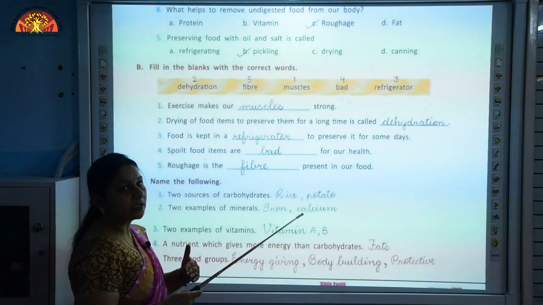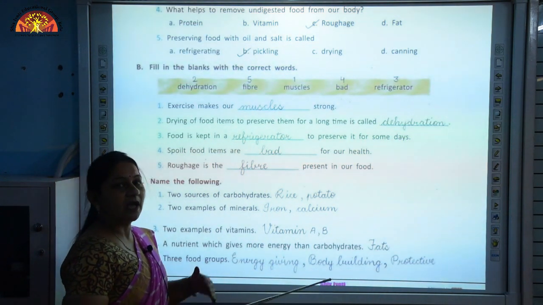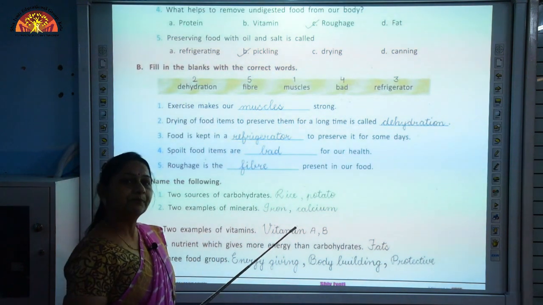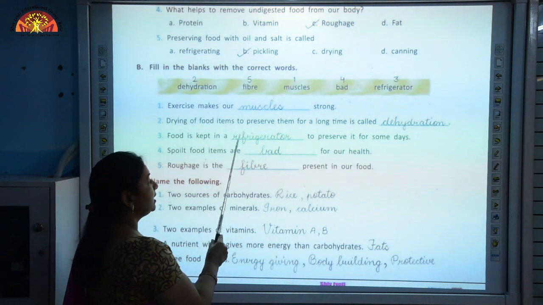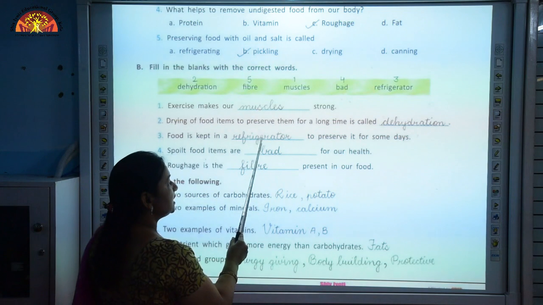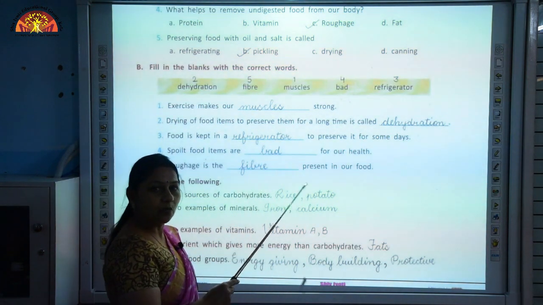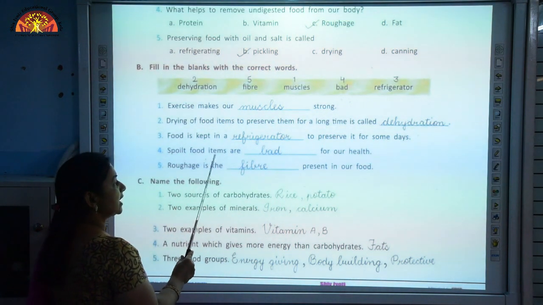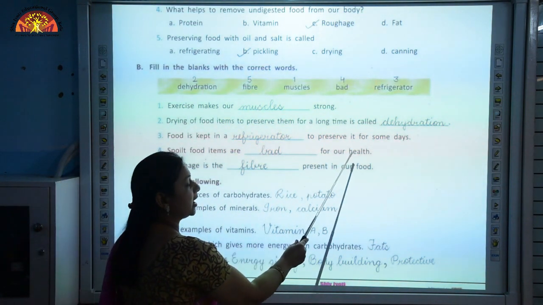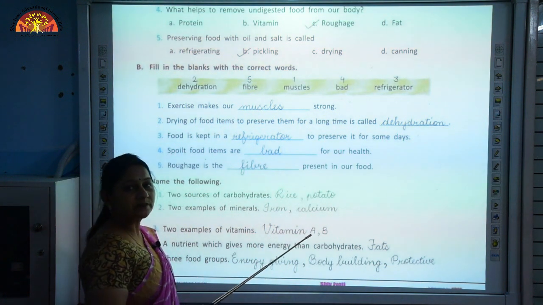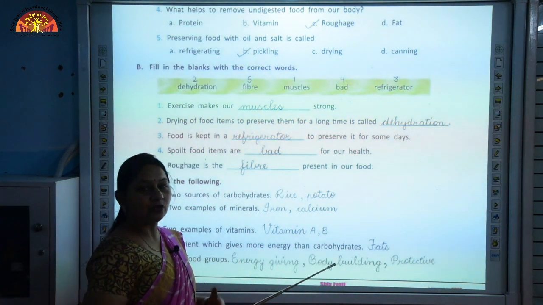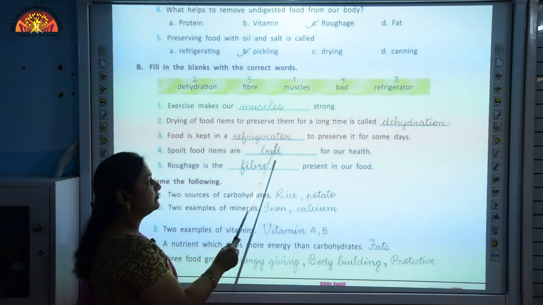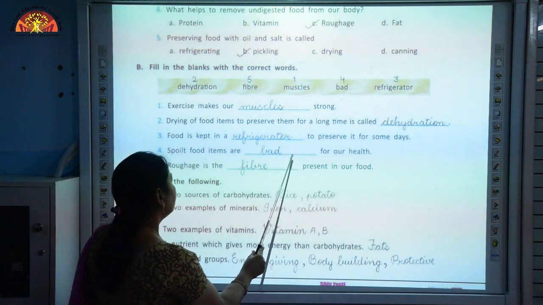The third one, food is kept in a dash to preserve it for some days. When we have our food items left over and we want to preserve it, then these food items can be kept in the refrigerator. R-E-F-R-I-G-E-R-A-T-O-R, refrigerator. Then the fourth one, spoiled food items are dash for our health. If the food items are expired or if they have been spoiled, then it is bad for our health, B-A-D, bad.